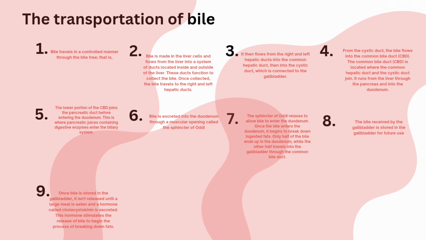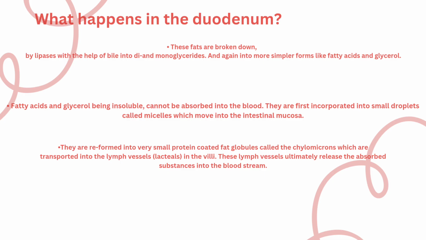Once it is stored in the gallbladder, it isn't released until a large meal is eaten and a hormone called cholecystokinin is secreted. This hormone stimulates the release of bile and begins the process of breaking down fats. What happens in the duodenum?